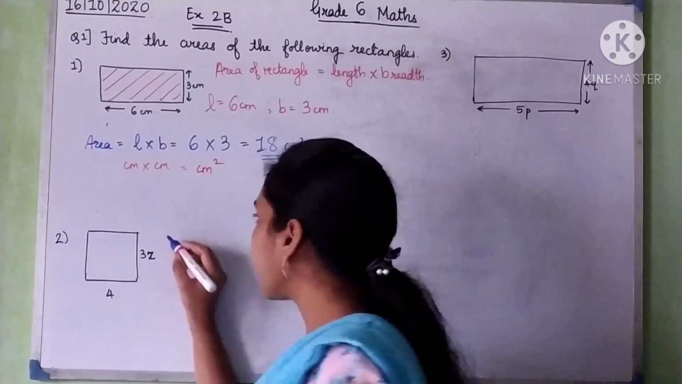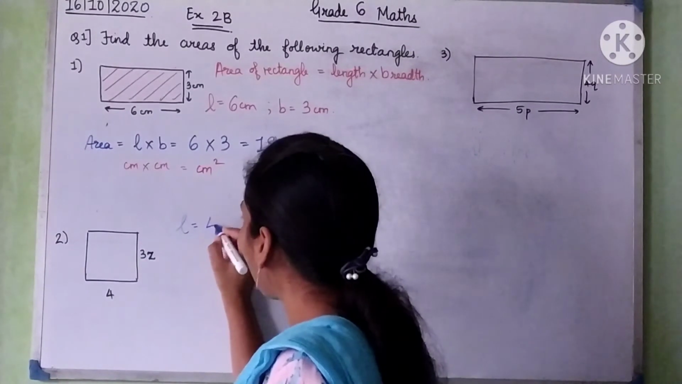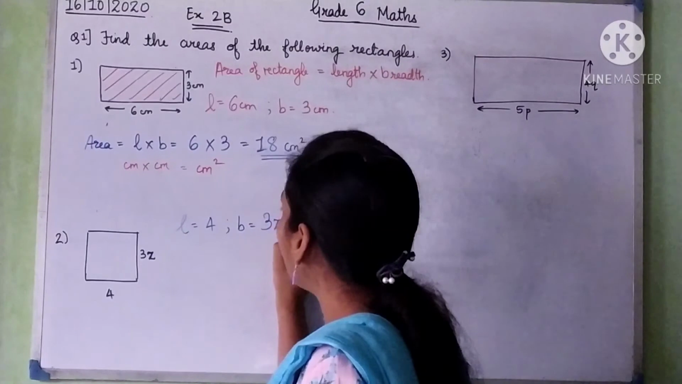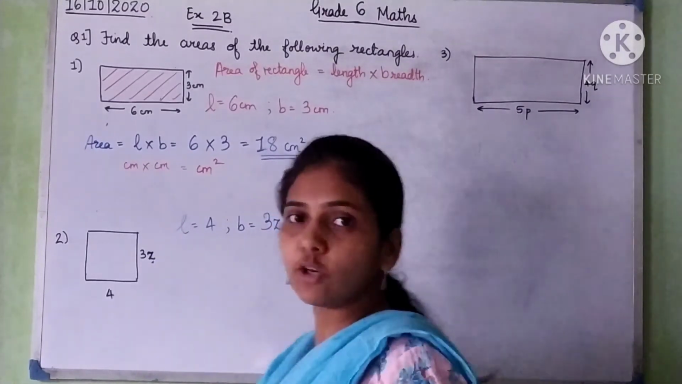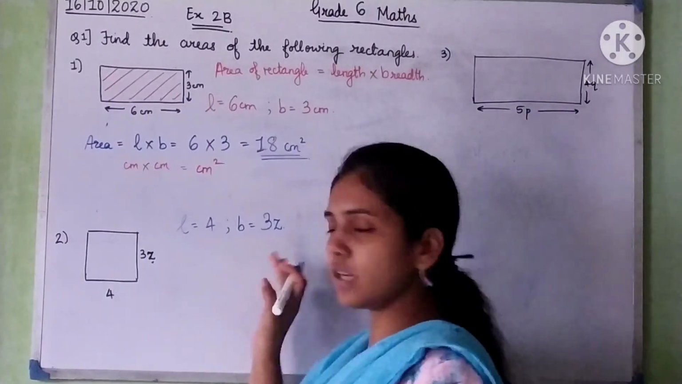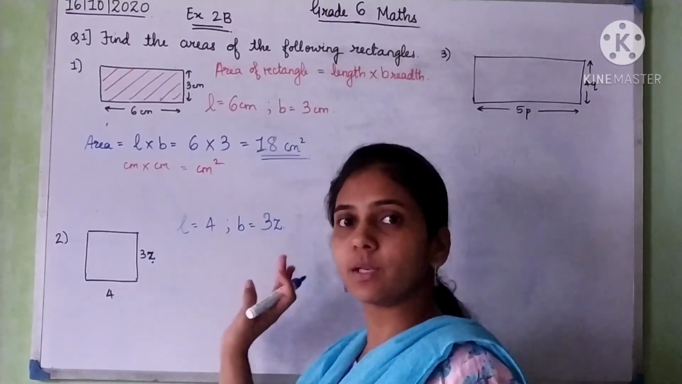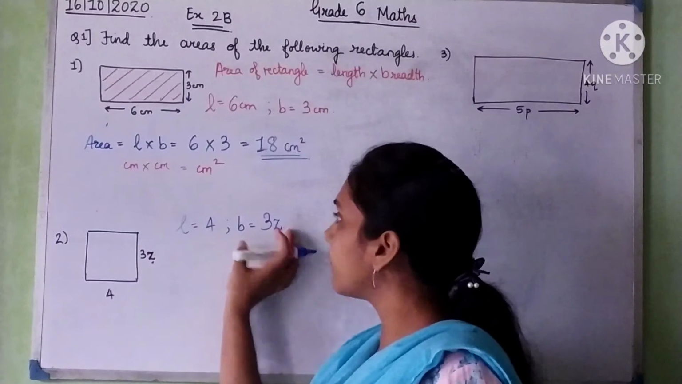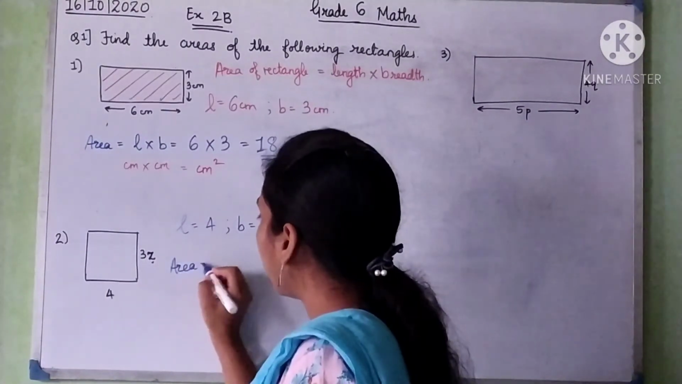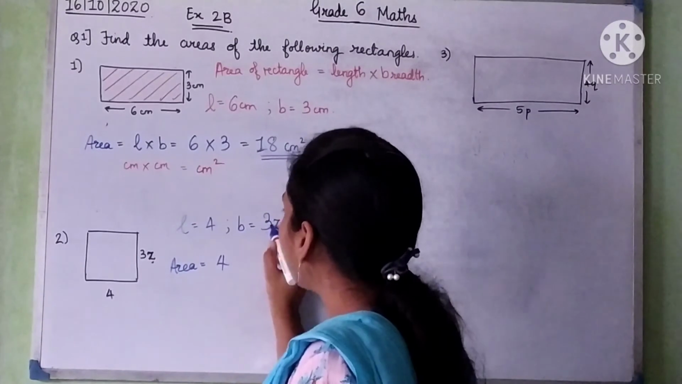The length for this rectangle is 4 and the breadth is 3z. We have to write the z, the variable, as it is. We cannot omit this z. Z is a variable, but let it be. So the breadth is given to us as 3z. Now we have to find the area for this. So area will be length multiplied by breadth.